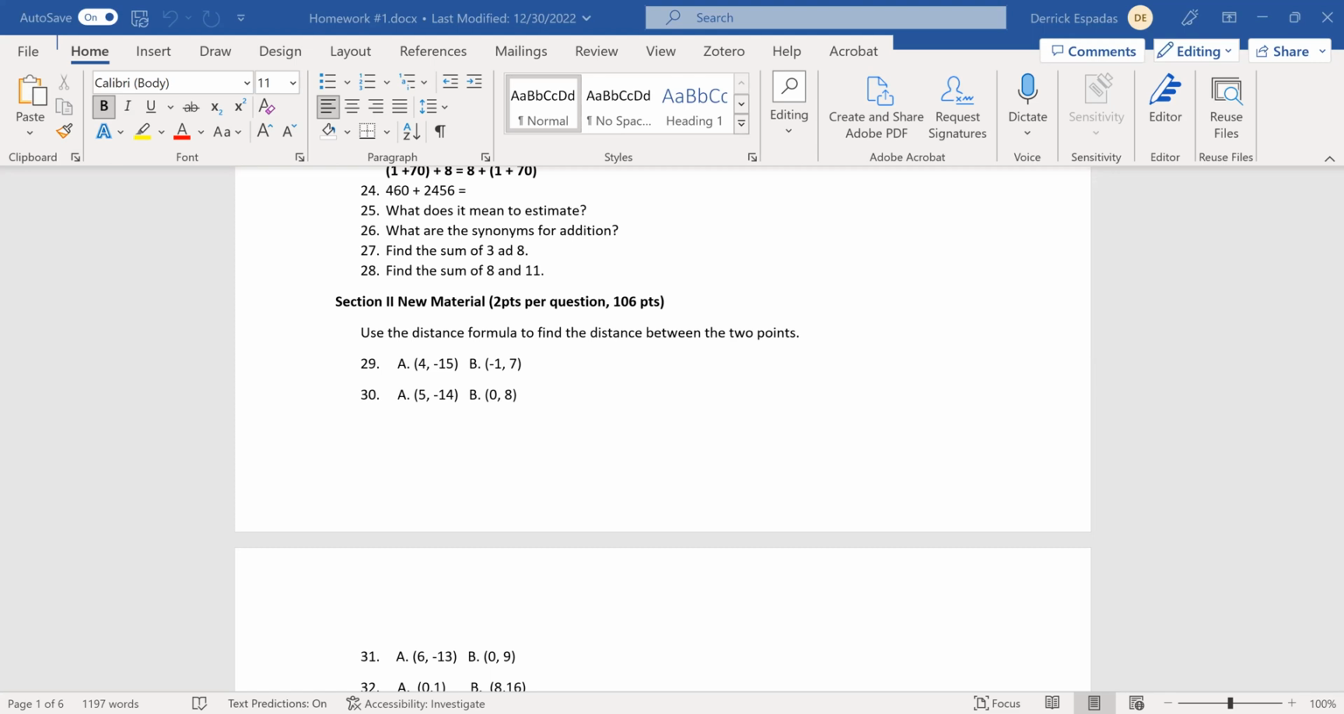All right, x2, 6 minus x1, 2. y2, which is 5 minus y1, which is 2. 6 minus 2 is 4. And 5 minus 2 is 3. And we've seen these numbers before. So 4 times 4 is 16. 3 times 3 is 9. 16 plus 9 is 25. And the square root of 25 is 5 because 5 times 5 makes 25.